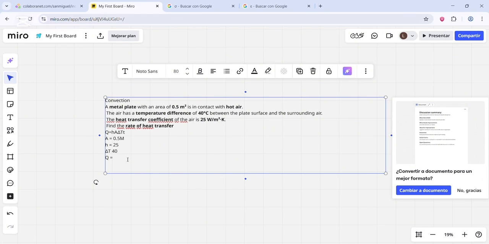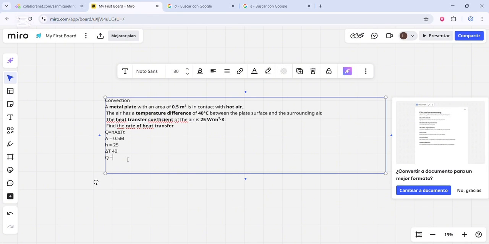Now we have an example of convection. A metal plate with an area of 0.5 square meters is in contact with hot air. The air has a temperature difference of 40 degrees Celsius between the plate surface and the surrounding air. The heat transfer coefficient of the air is 25 watts per square meter per Kelvin. Find the rate of heat transfer.